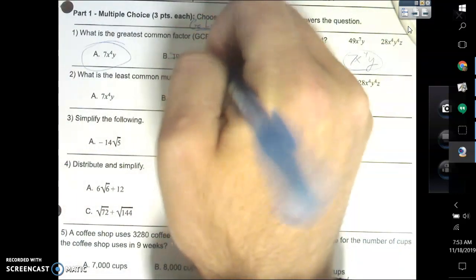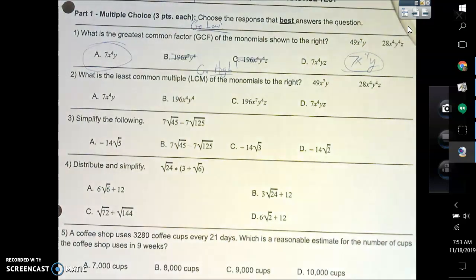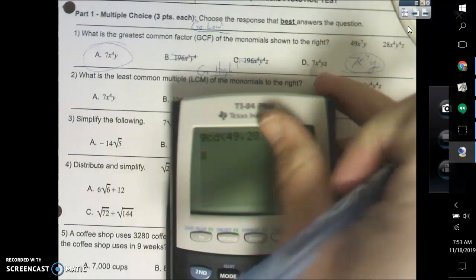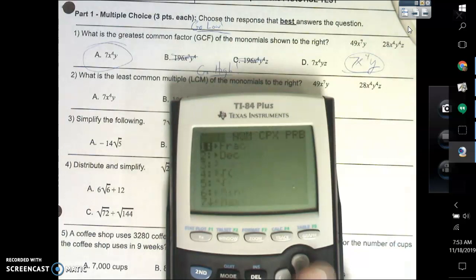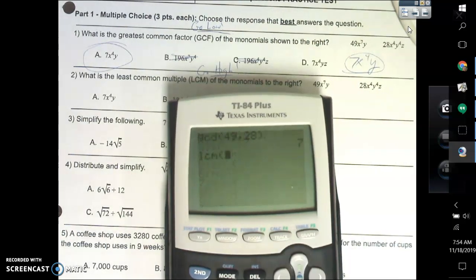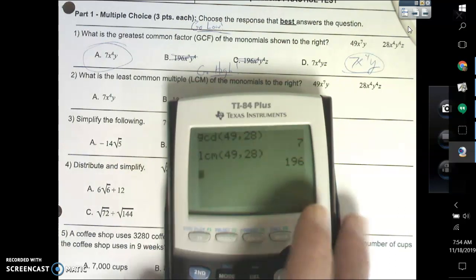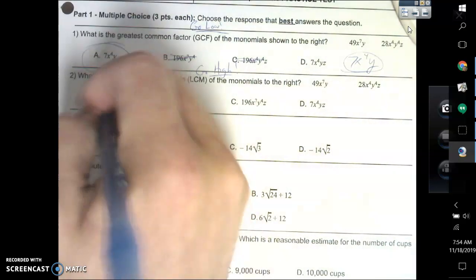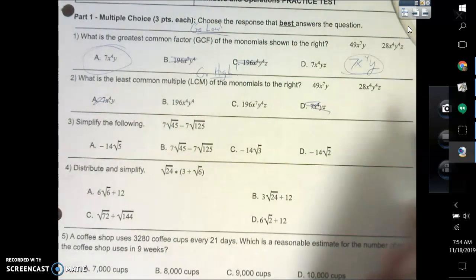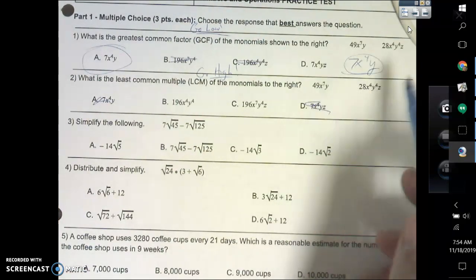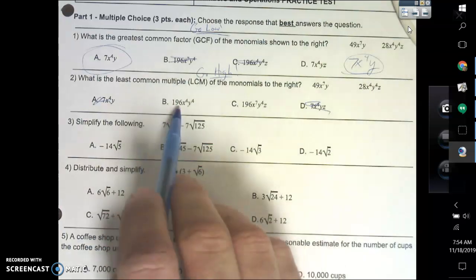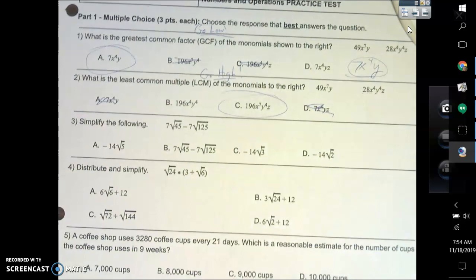LCM, you go high. Okay, so same idea for my numbers. I can take this, math, go to the right one, scroll down to number 8, 49, comma 28, 196. So right away I know I'm down to those two. Between x to the 7th and x to the 4th, the higher one's x to the 7th. So already I know that's the one. You're in good shape.